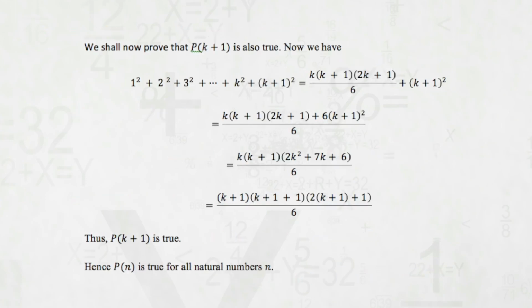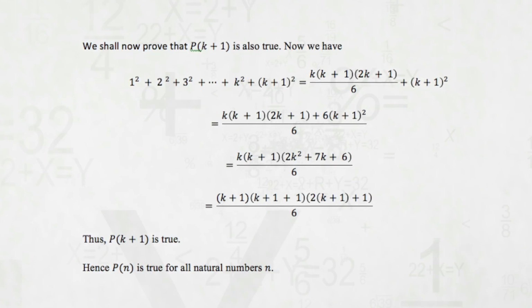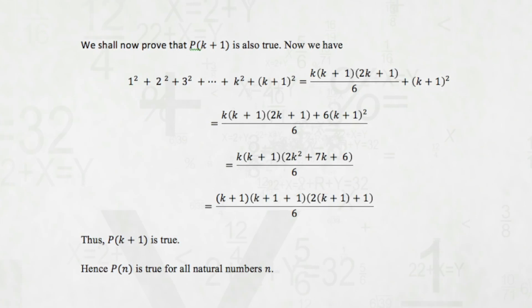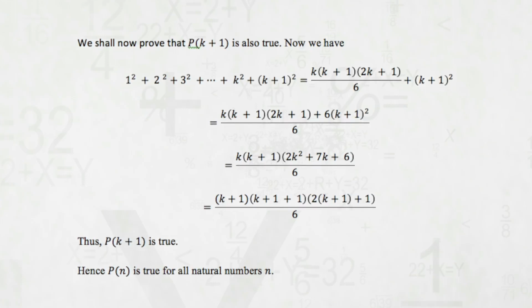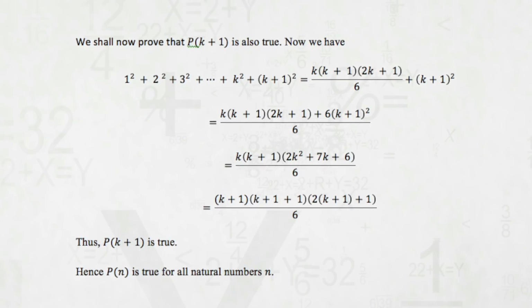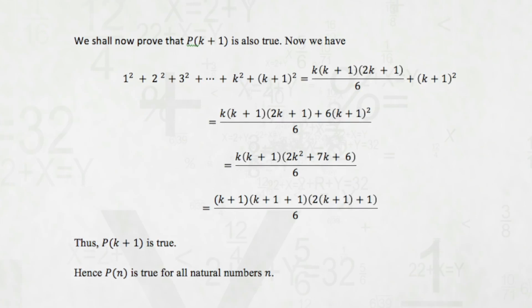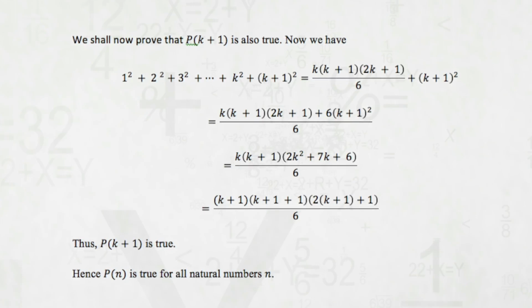We shall now prove that P(k + 1) is also true, that is, we have to prove 1² + 2² + 3² + etc. + k² + (k + 1)² is equal to the required form that has been given to us. So for the first k terms we can write k(k + 1)(2k + 1)/6 from the assumption. Now we have one extra (k + 1)² that we have to add. That can be written as [k(k + 1)(2k + 1) + 6(k + 1)²] divided by 6.